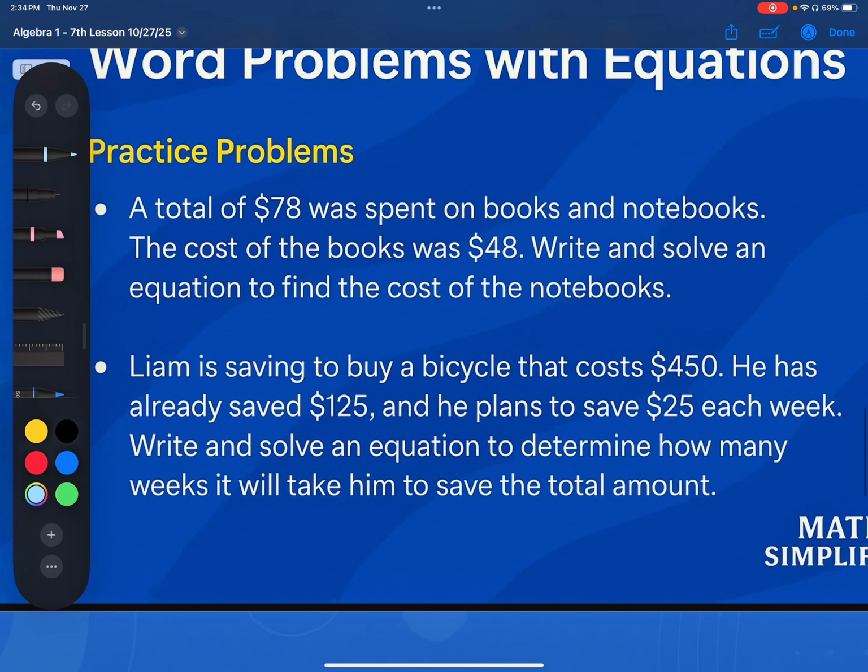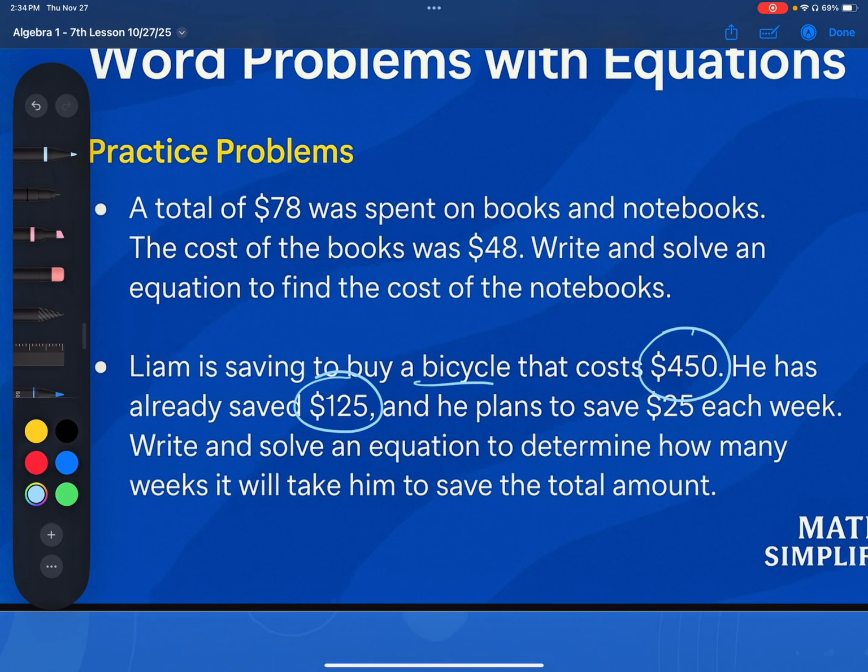Here we have another practice problem. Liam is saving to buy a bicycle that costs $450. So that's our total right there. Because he's trying to buy a bicycle. All right, he has already saved $125. So that's already contribution.